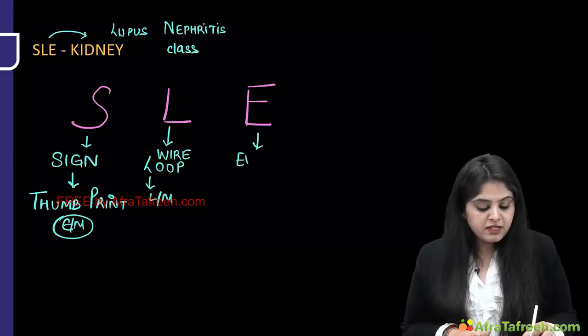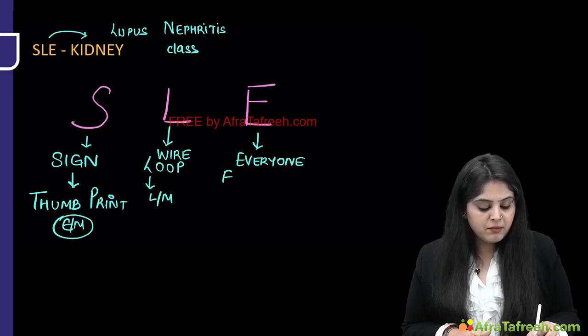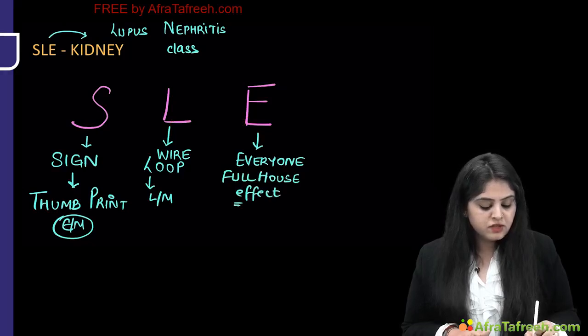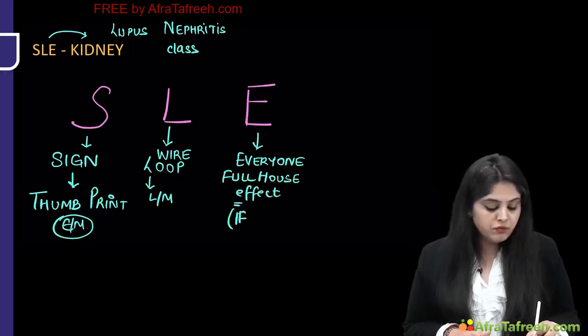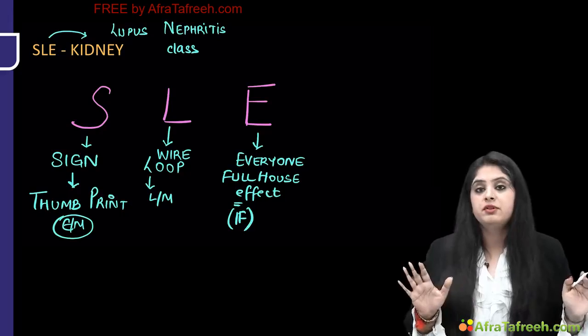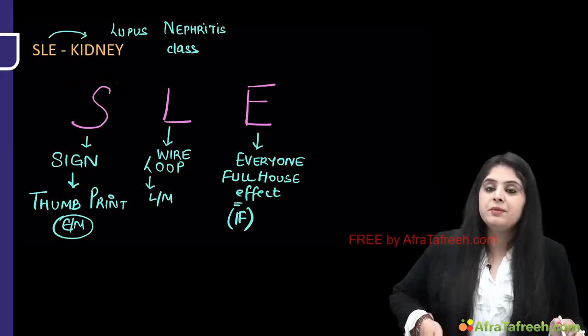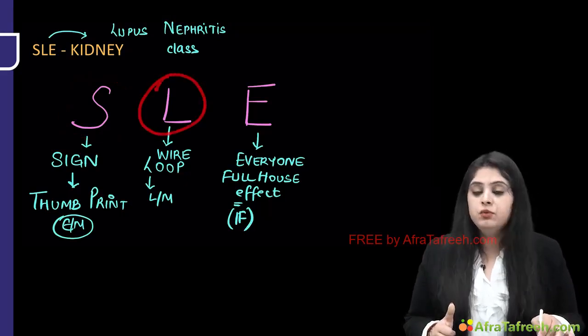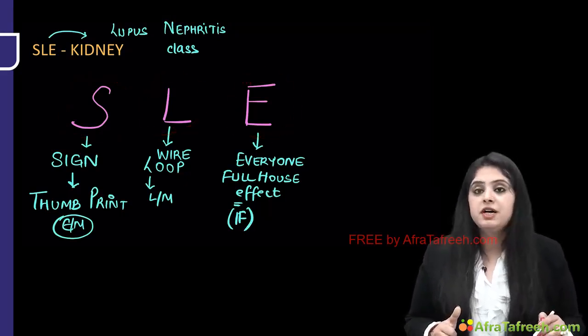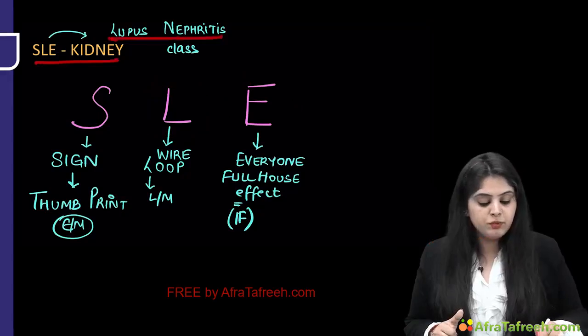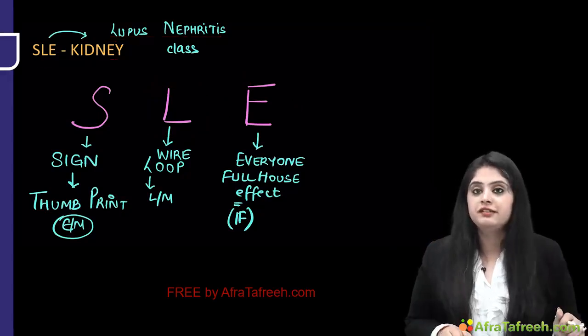Finally, where is everyone getting together? Everyone is getting together for a house party. So remember, we see something known as a full house effect. What effect do we see? An effect called full house effect on immunofluorescence. These are the 3 points about SLE. You see a sign, or someone who doesn't know how to sign puts a thumbprint. So thumbprint sign, wire loop lesion, and you see everyone partying. So full house effect. That is for lupus nephritis, total 6 classes.